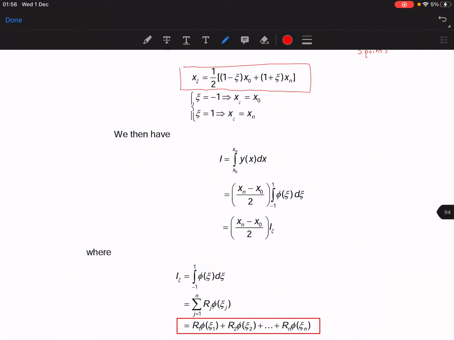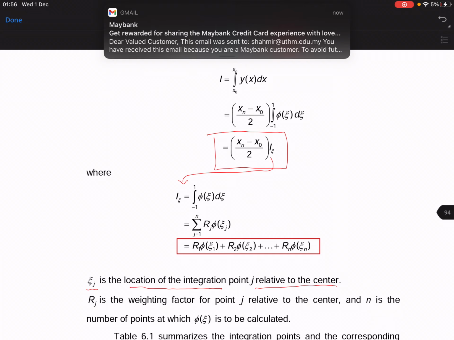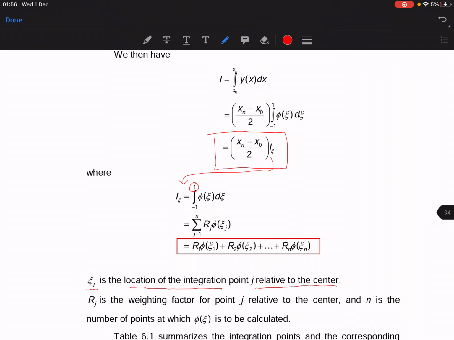which brings us to the integration. So to solve the integration, the final one is (xn minus x0) over 2 multiplied by I zeta, where the I zeta is given by the integration with the dimensionless limits, upper limit is 1, lower limit is -1, phi zeta d zeta, whereby this phi zeta is actually y of x.